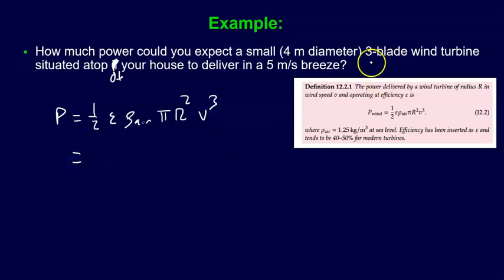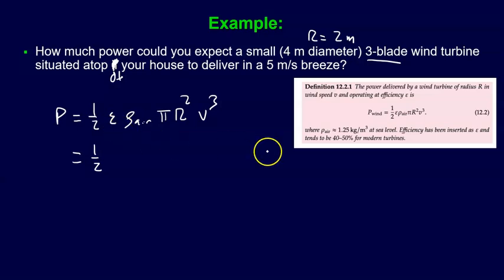So a couple things. First of all, the 3-blade thing doesn't matter. That doesn't change anything. And then over here, 4 meters is the diameter, but the equation asks for the radius. Well, radius is half of the diameter. So if it's a 4-meter diameter, it's going to be a 2-meter radius. And so let's start writing this out here. How much power could you expect?